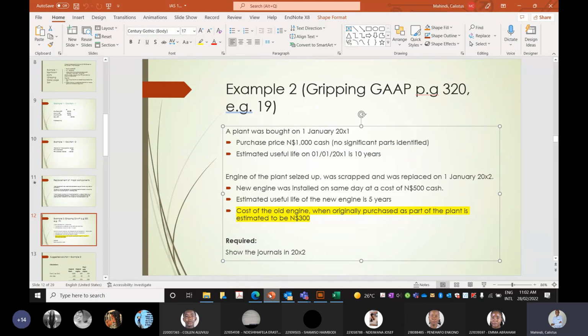So what would be the journal entry on 31 December 20X1? Remember, we're not dealing with 20X2 yet. This is a requirement that I added. Let us start with 20X1. I want you to have the full picture before we go on and deal with 20X2. So what's the journal entry on 31 December 20X1?